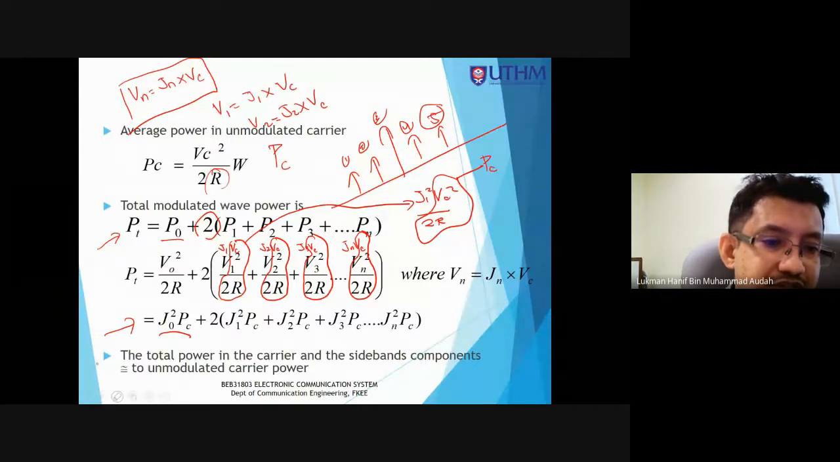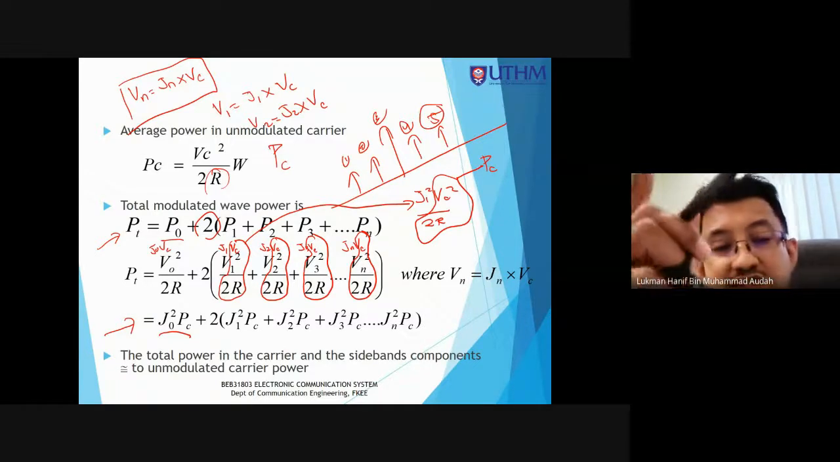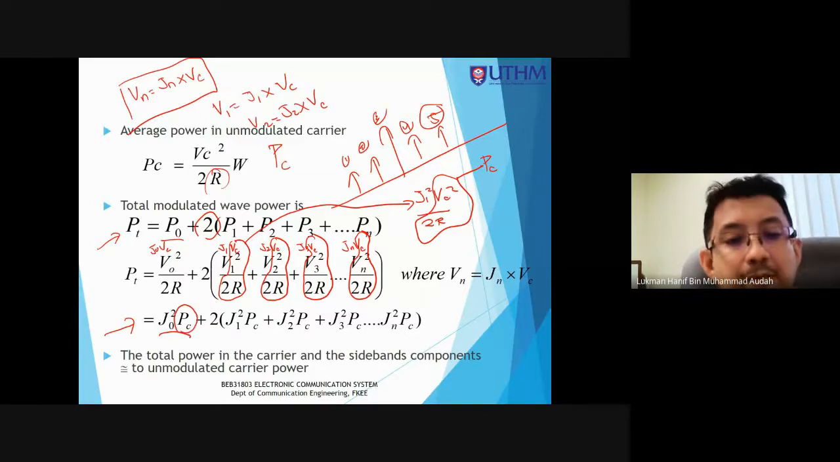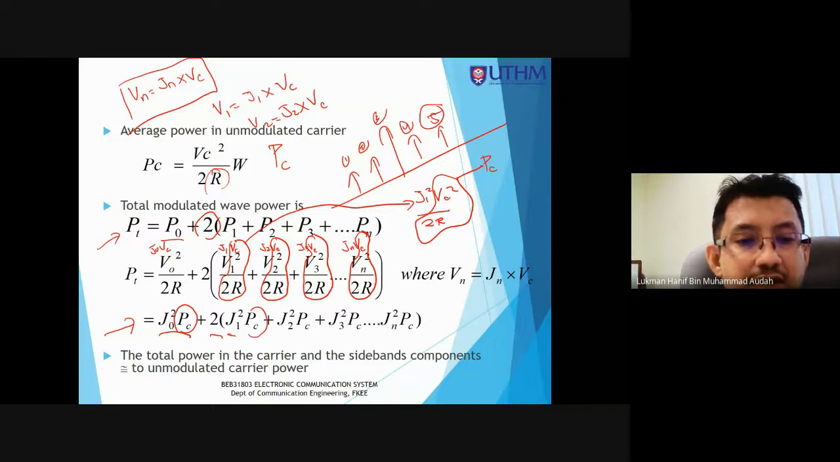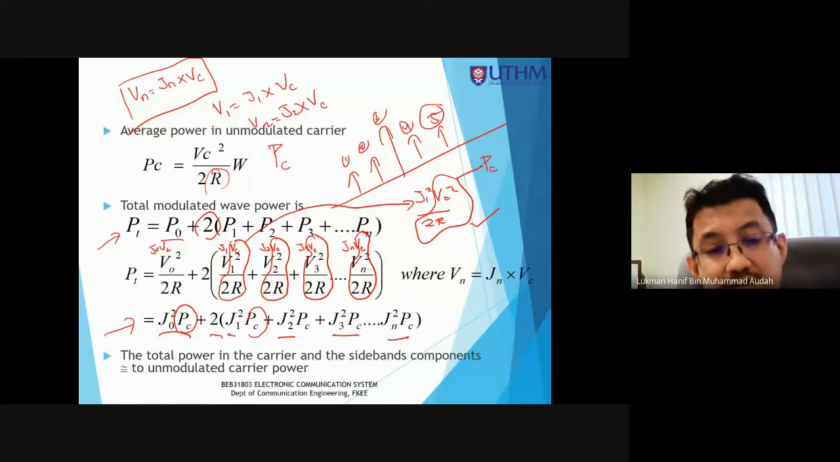This is J0 VC. So J0 square VC square over 2R, which is J0 square PC plus 2, this is J1 square PC. Ini yang saya tunjuk contoh yang tadi. Sama juga dengan yang seterusnya. J2 square PC, J3 square PC, and so on until Jn square PC.